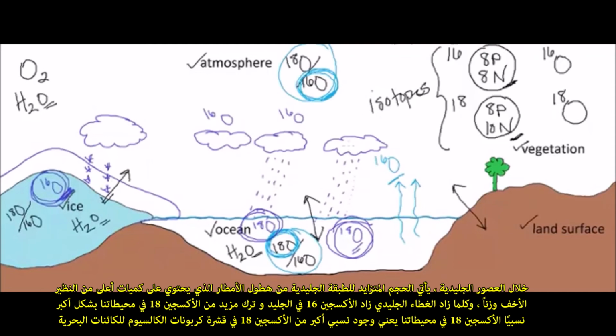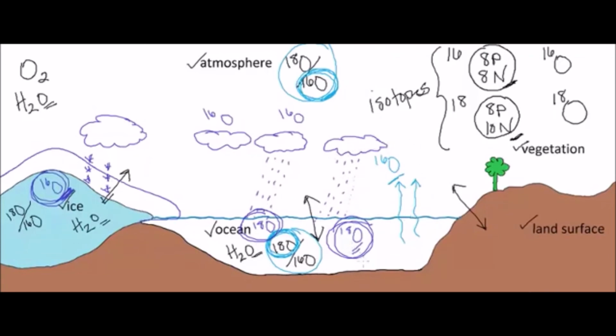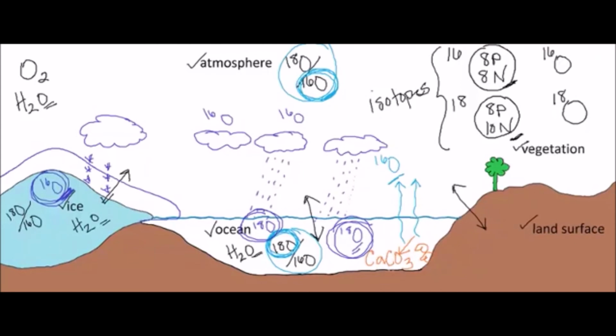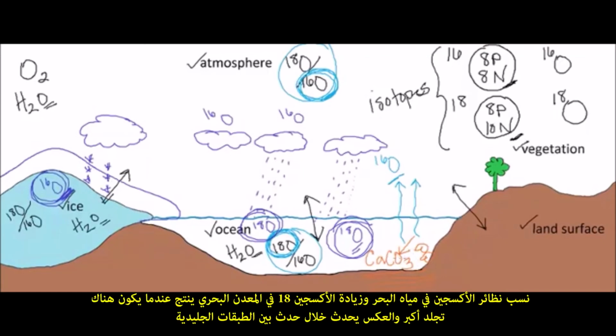Relatively more O18 in our oceans means relatively more O18 incorporated in the calcium carbonate shells of marine organisms. This is the oxygen in the calcium carbonate shell. When these organisms die, their shells eventually fall to the bottom of the seafloor and accumulate as a permanent record of past seawater oxygen isotope ratios. And greater O18 in a marine mineral results when there is greater glaciation. And the opposite occurs during an interglacial event when ice melts.